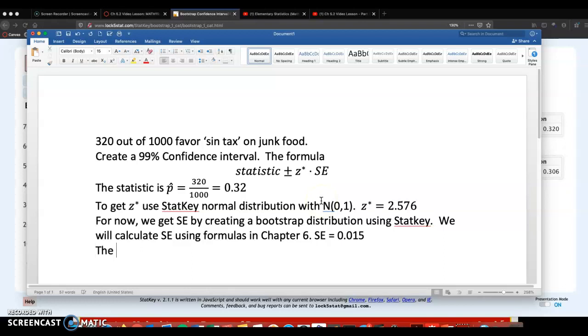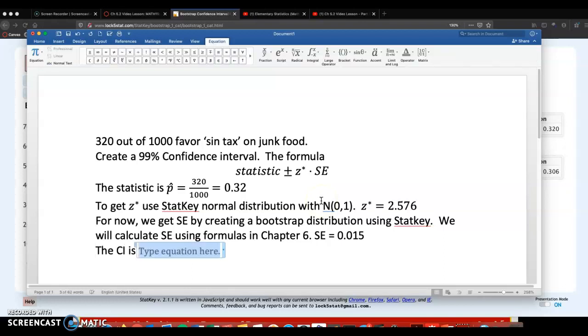So then the confidence interval is, I'm going to take the statistic, 0.32, add and subtract 2.576 times the standard error, 0.015. I'll write this out in a couple steps. I have the statistic 0.32. I'm going to multiply these two together, 2.576 times 0.015 to get 0.03864. And then this is going to equal a range.